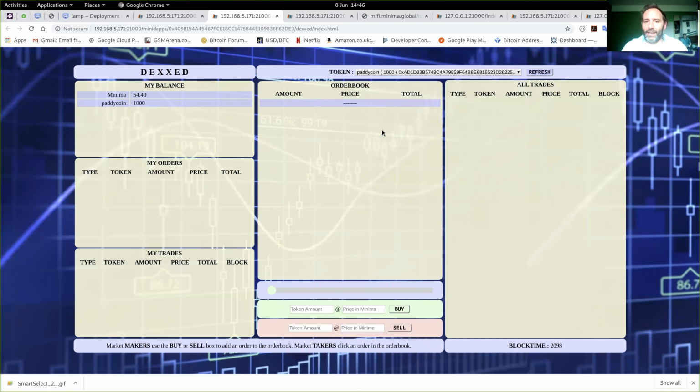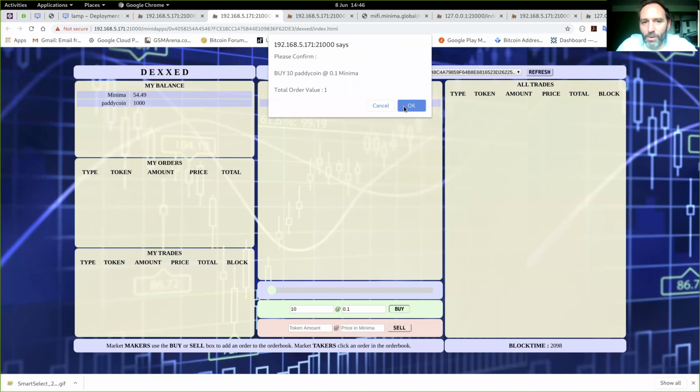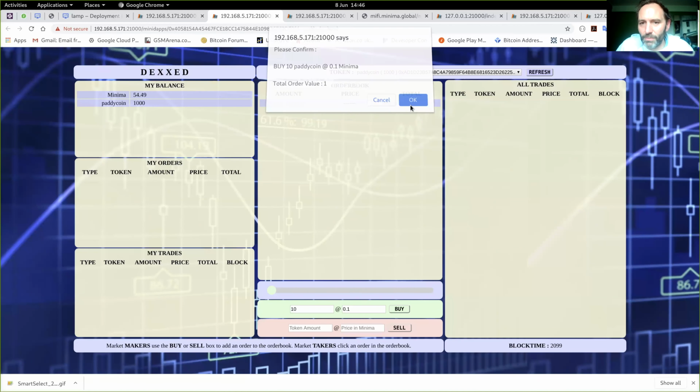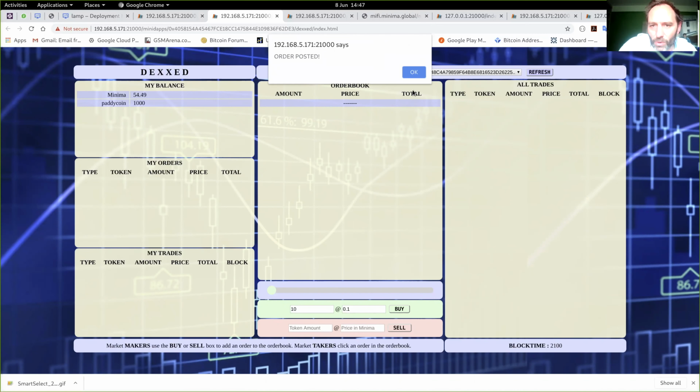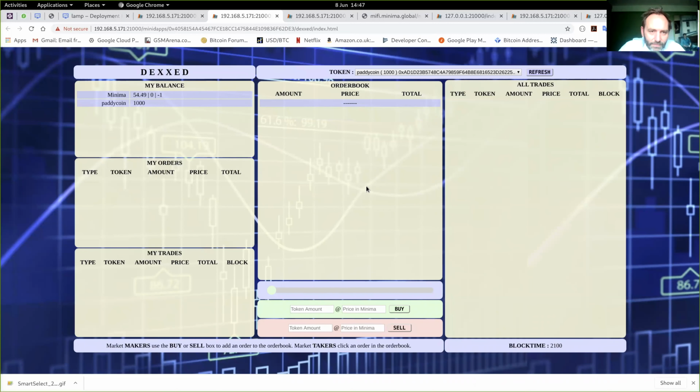So here I am in Dexxed. Let's see what I can do. First I'm going to put in a buy order. I'm going to buy 10 for 0.1. Please confirm. Buy 10 Paddy coin at 0.1 Minima, total order value 1. Yep. Okay. Order posted. Thank you. So if you can see, it's in the mempool. So there it is.